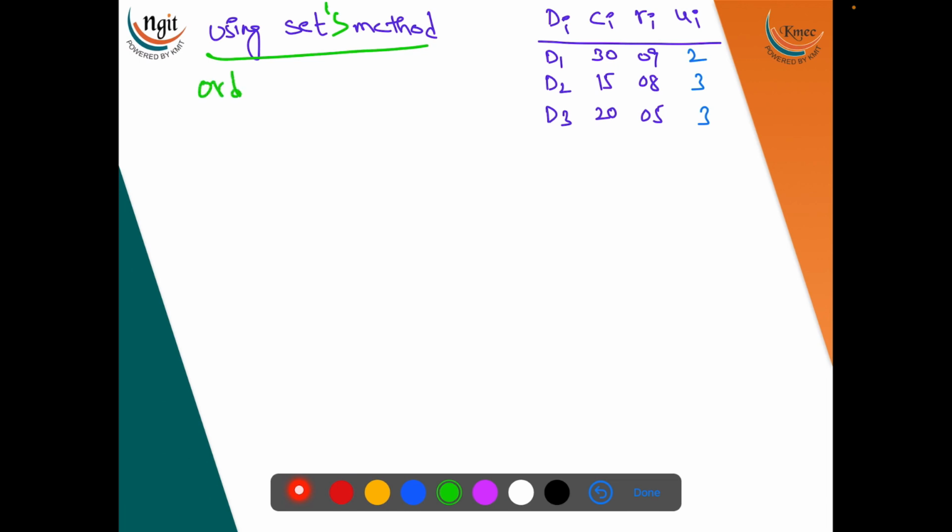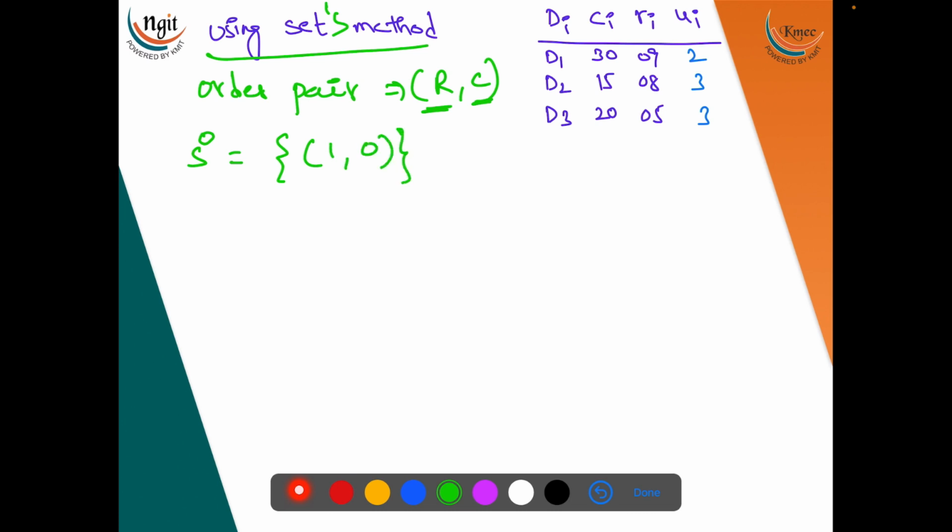Now, the ordered pair relating to the cost. The ordered pair is what? R comma C, reliability and cost. Now, S0, the first set, is (1, 0). That means I can take 0 here as we did in the knapsack problem, but I am not going to take 0. If I take 0, because I am going to calculate the reliability, I have to multiply, and 0 into something becomes 0. That is the reason I am taking it as 1.